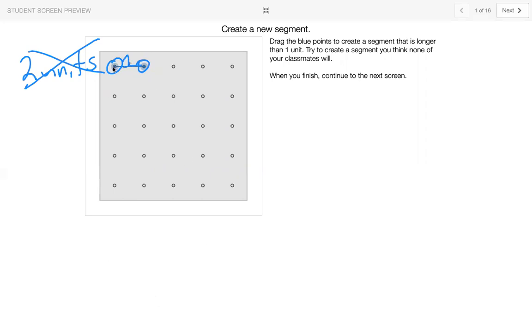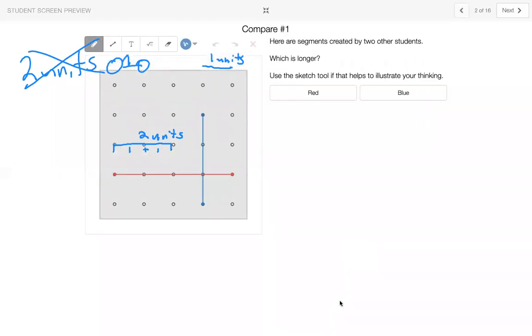However, if we were to move this line from here to here, this is now, count them, 2 units. But if it's just from one dot to the other dot, that's just 1 unit. So don't count the dots, count the spaces in between. 1 here, 1 here, 1 and 1 is 2. Last time I checked. So that's how this section kicks off, just getting familiar with that.